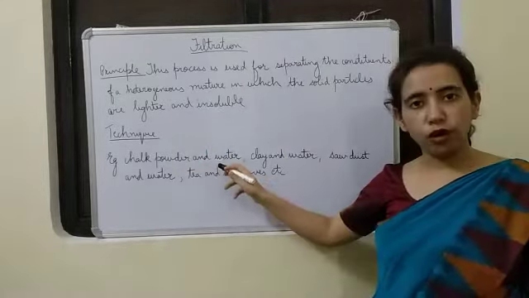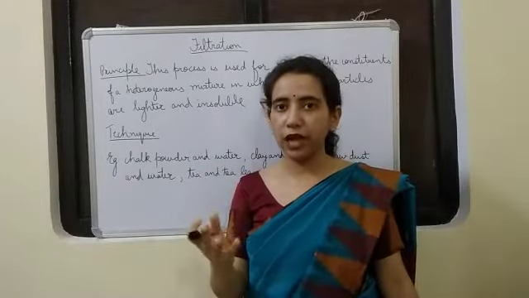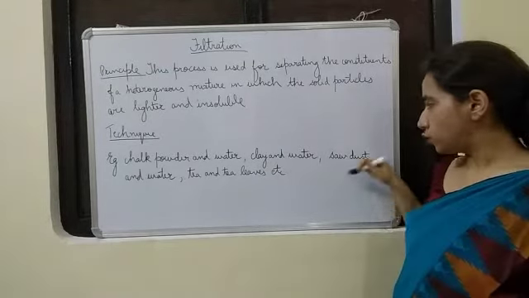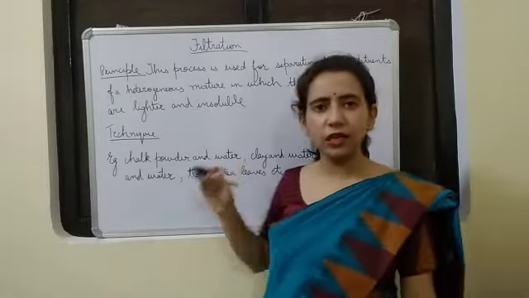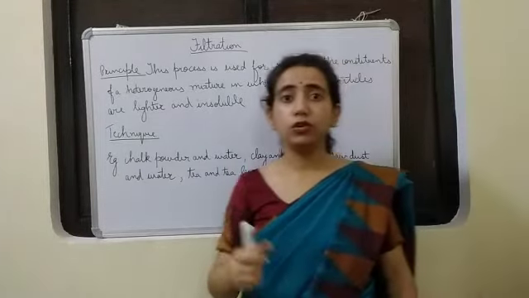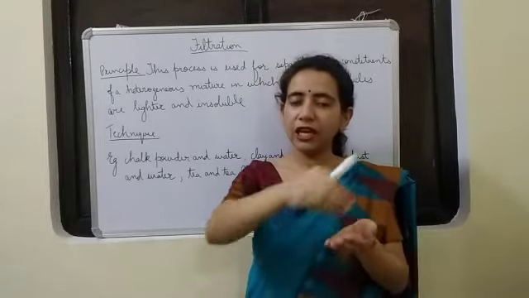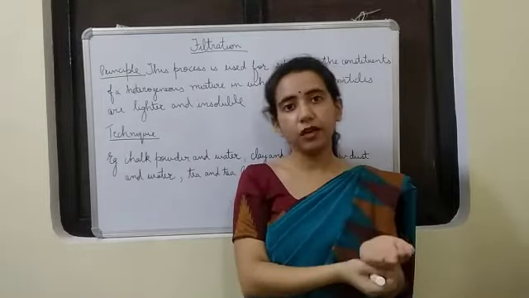Chalk powder and water. We know chalk powder is light, it won't settle down. Even if we try, it won't completely. Then clay and water, sawdust and water, tea and tea leaves. This example we see in our daily lives. Our mother uses a sieve to strain the tea, and the tea leaves remain on the surface, but the tea, the liquid, the filtrate, passes through.